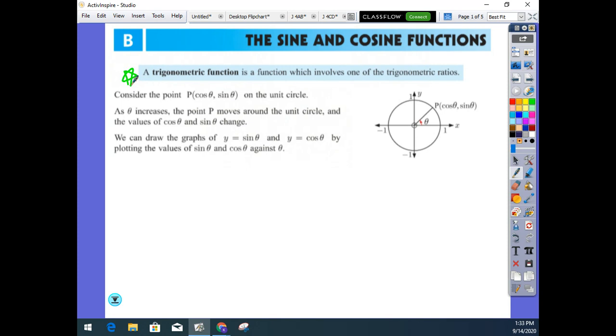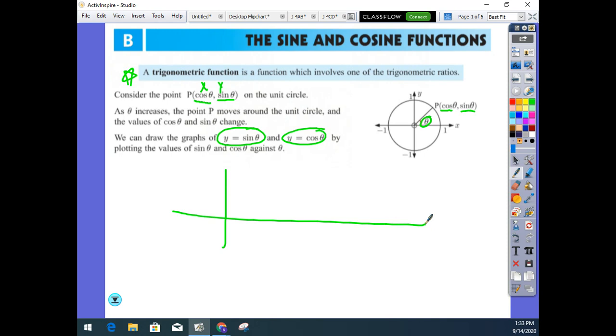I want you to think back on the unit circle, how the x coordinate is always defined as cosine of the angle, and the y coordinate is sine. Cosine is x, sine is y. So if we want to look at just sine or just cosine, we take the angle measurement and create an equation with just sine or just cosine. And instead of going around and around a circle, we're going to go around and around the x-axis.